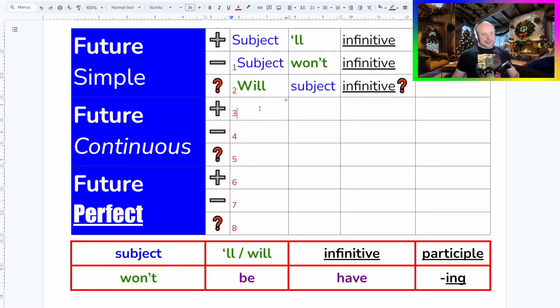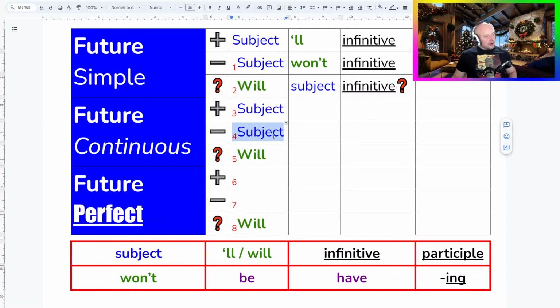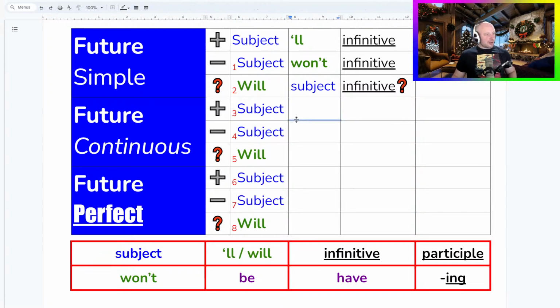So, should we have some answers? Are you ready for some answers? We've got future continuous. So in the positive, starting with subject, bong. In the negative, starting also with subject, and in the question, starting with will. And actually, we can repeat that for the future perfect as well. So that's the same all the way down.